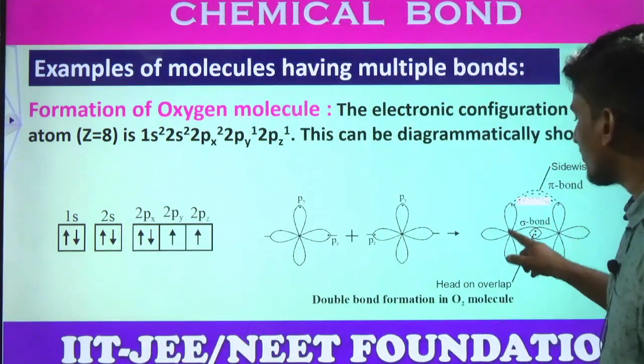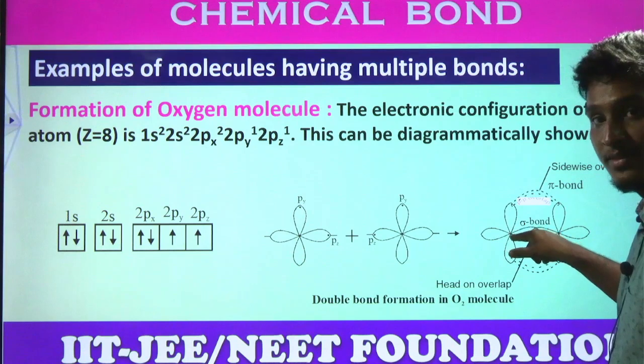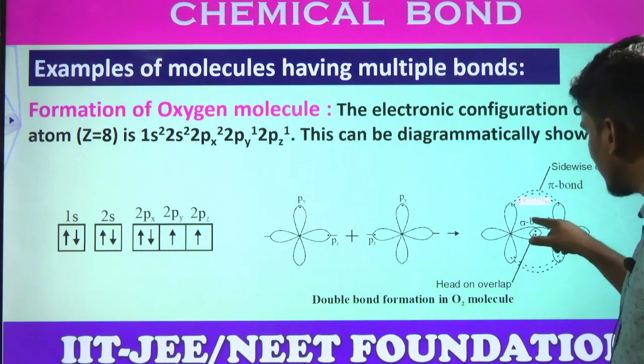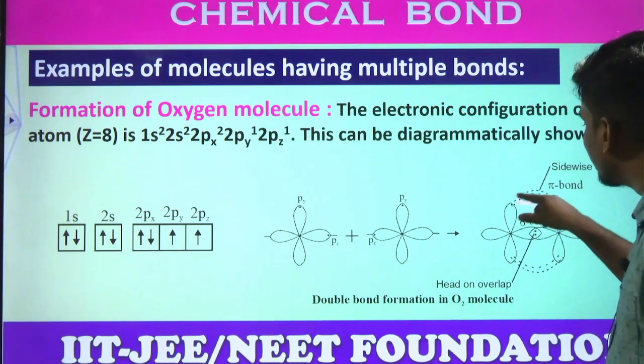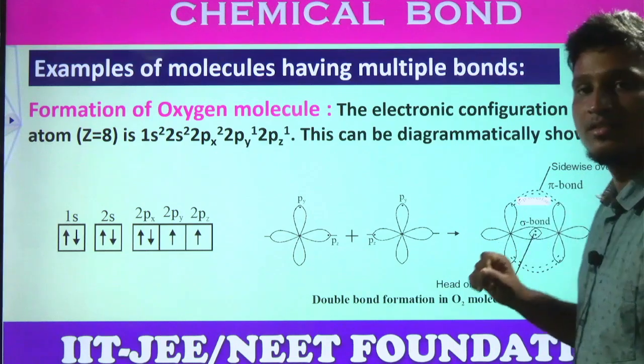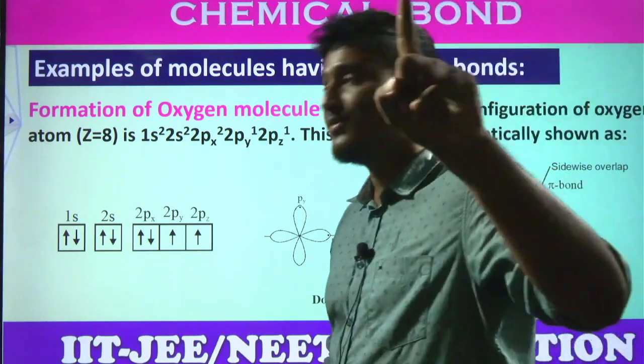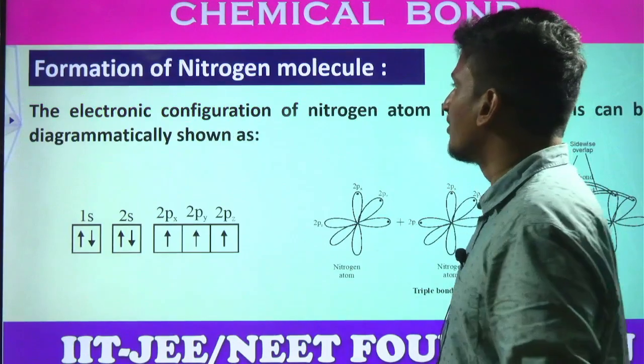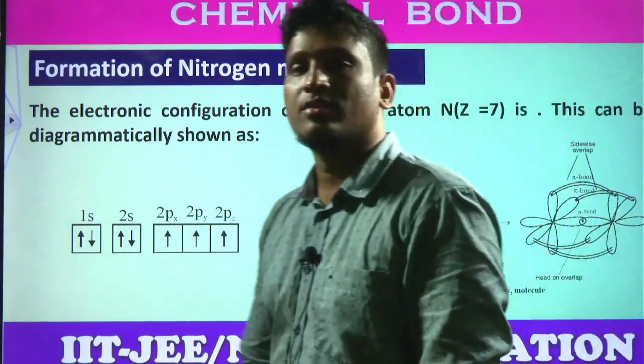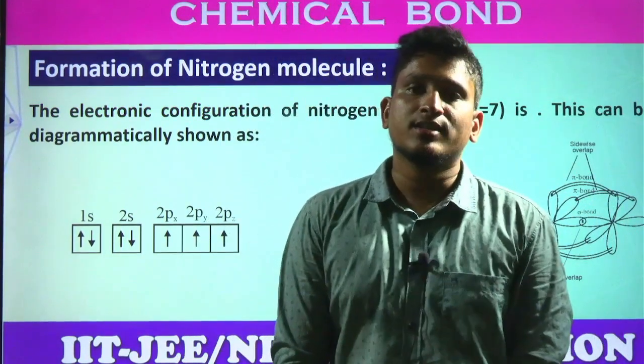So look at where the pi bonding orbitals are present. This is the nucleus, and this is the nucleus of another atom. This is the sigma bond electron cloud. These are the pi bonding electron clouds. Got the clarity? That's why pi bond is a weaker bond, and sigma bond is a stronger bond. So last, formation of the nitrogen molecule. What is the nitrogen configuration? 1s2, 2s2, 2p3.